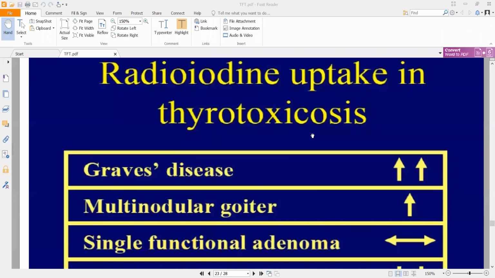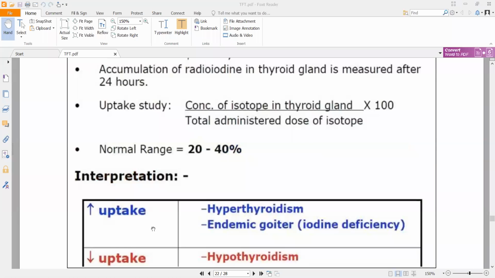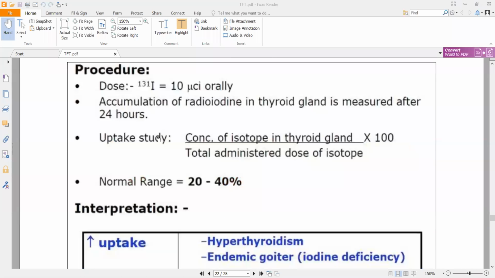So coming to radioiodine uptake in thyrotoxicosis. Now, the uptake of RIU will vary depending on the condition. So in thyrotoxicosis as well, it depends on what kind of condition is there. Someone has a doubt. Sir, please explain the uptake study. The interpretation, or the uptake study formula, sir.